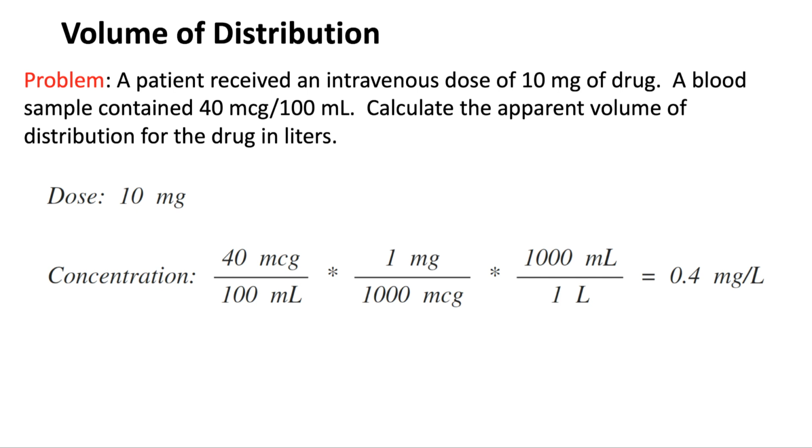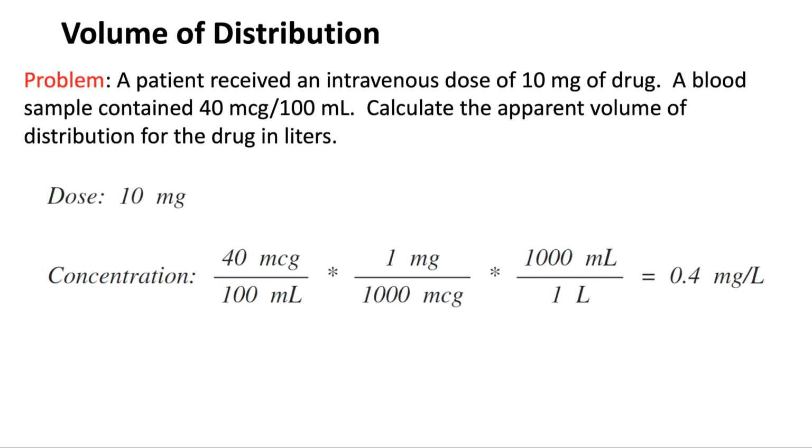Easy enough. But let's be careful of the units. We see that our dose was in milligrams, because then if we put our CP, our concentration of plasma, was given to us at 40 micrograms over 100 milliliters. So I can see now that I've got a 10 milligram dose, but a plasma concentration in units of micrograms. So the first thing I want to do is simply convert the units on my concentration.